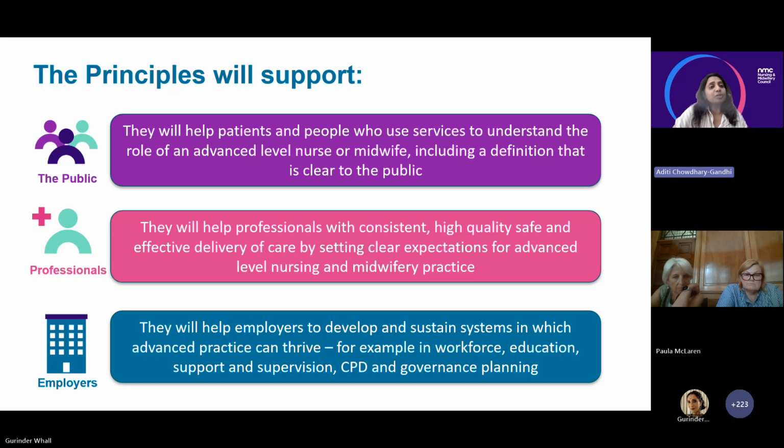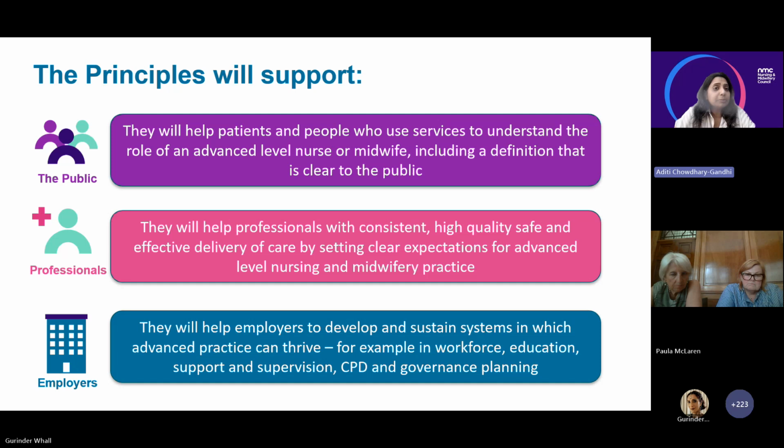So we hope that these principles will provide that much needed clarity on what good looks like from a regulatory perspective. We have tried to use language that is inclusive. We have tried to also include things that are important from a public perspective. And as I said, our public advisory group and the NMC Public Voice Forum have been absolutely pivotal in making sure we get this right.